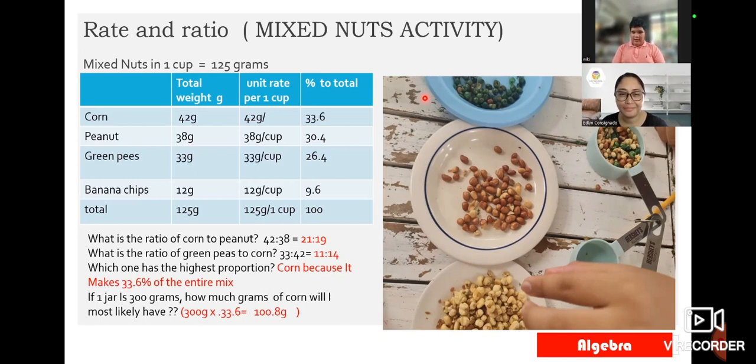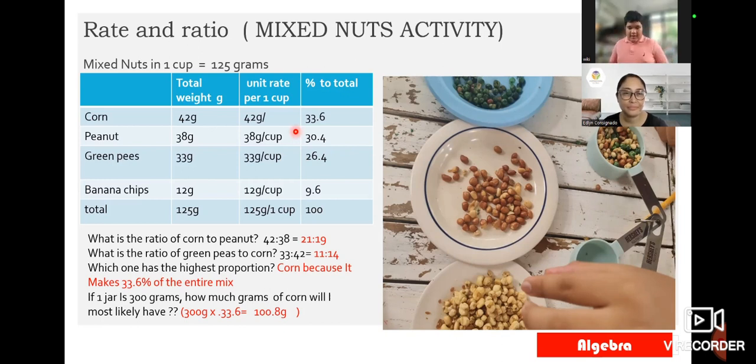So what we did here is that we grabbed 1 cup of mixed nuts, and then I separated them and weighed both of them. It took a while for us to separate them, and some of them fell onto the ground, some spilled, but at least I'm able to eat some of those. So it's a win-win. We also did a percentage of what each of these mixed nuts and chips are in it. And you can see that corn is the most with 33.6%.